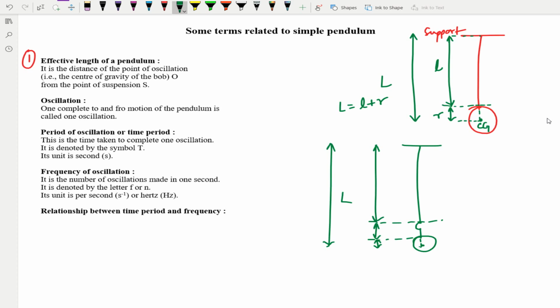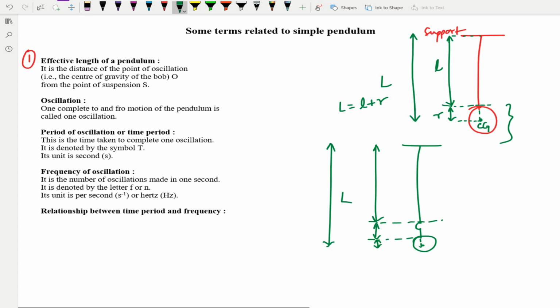Understood? So whenever you will be doing the experiment and whenever we'll be talking about the length of a simple pendulum, we'll be talking about the length starting from the support till the center of mass. Understood? How do you measure the radius of this bob? We use the vernier caliper, and we have studied about using a vernier caliper in our earlier videos. You can go and watch those videos.